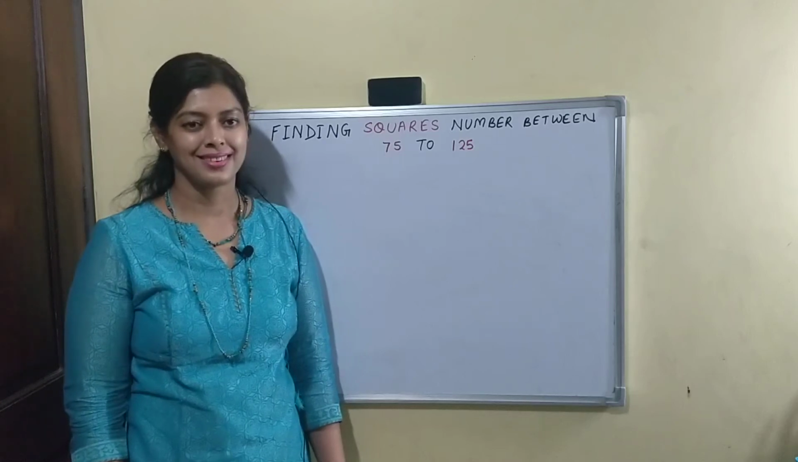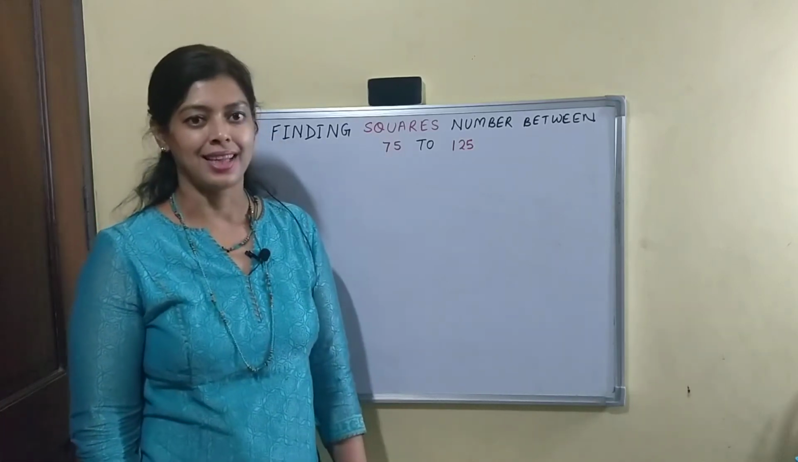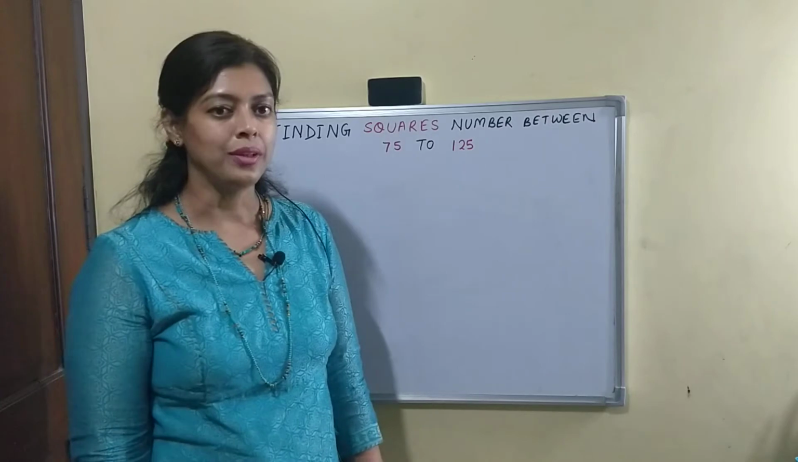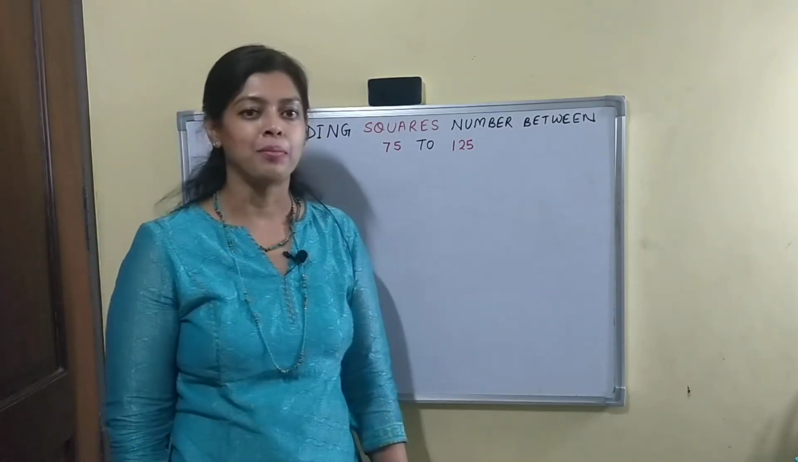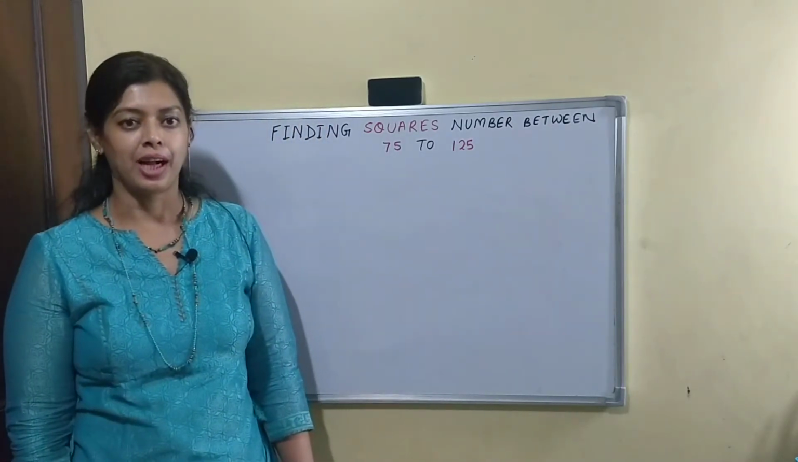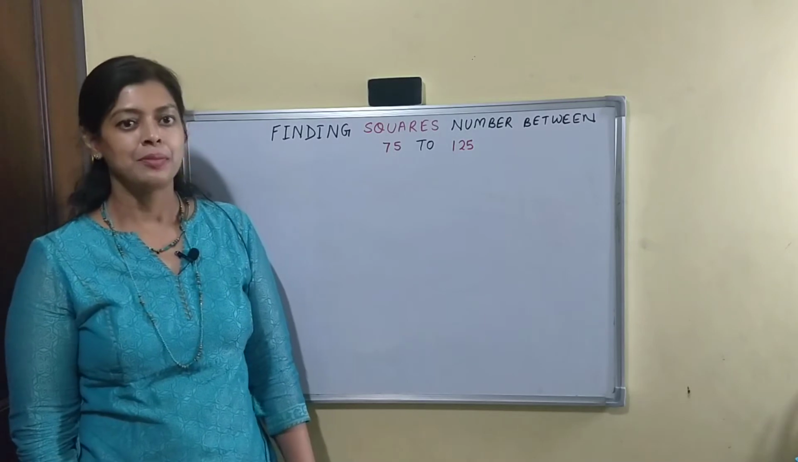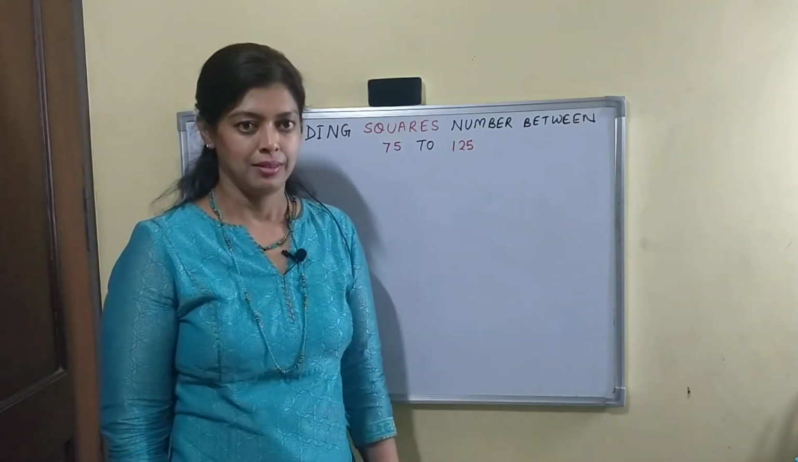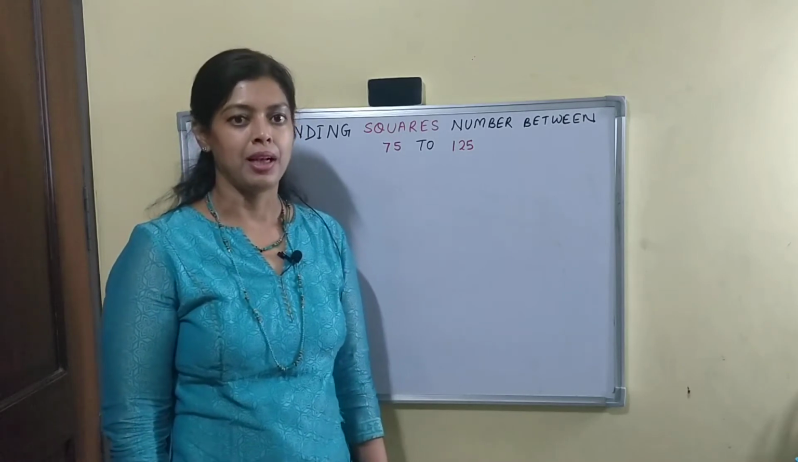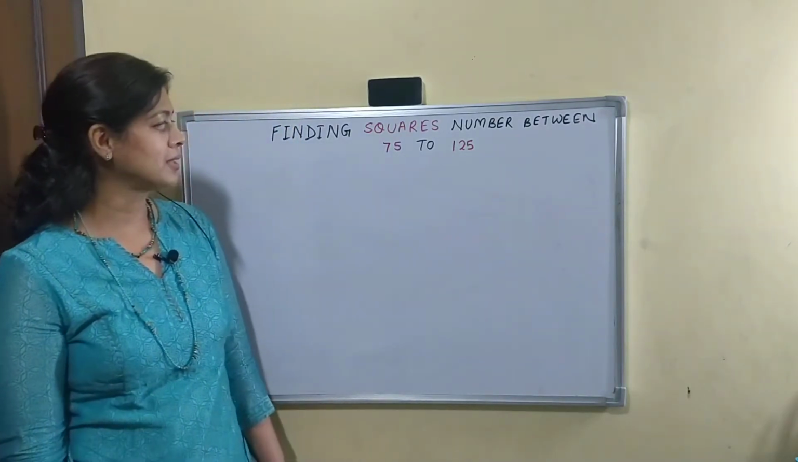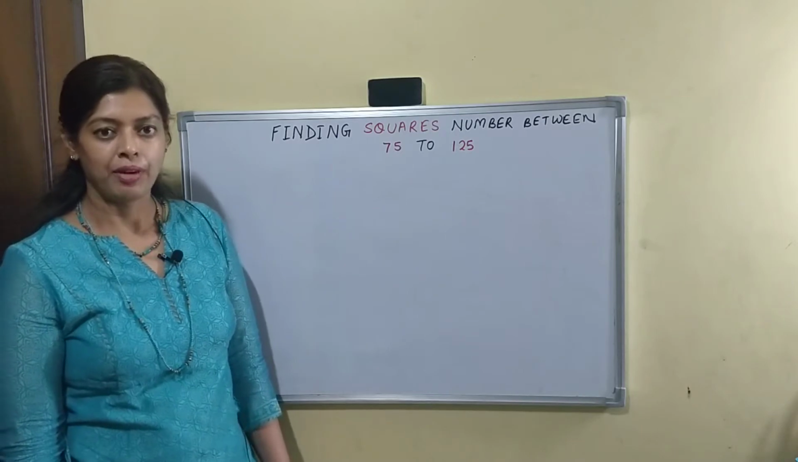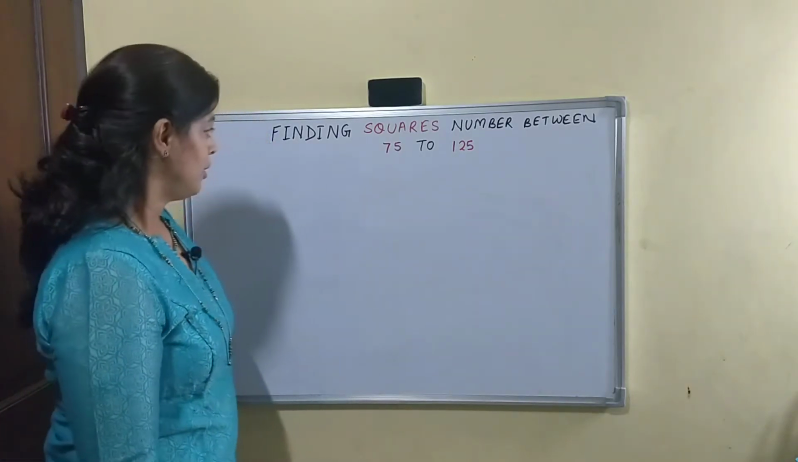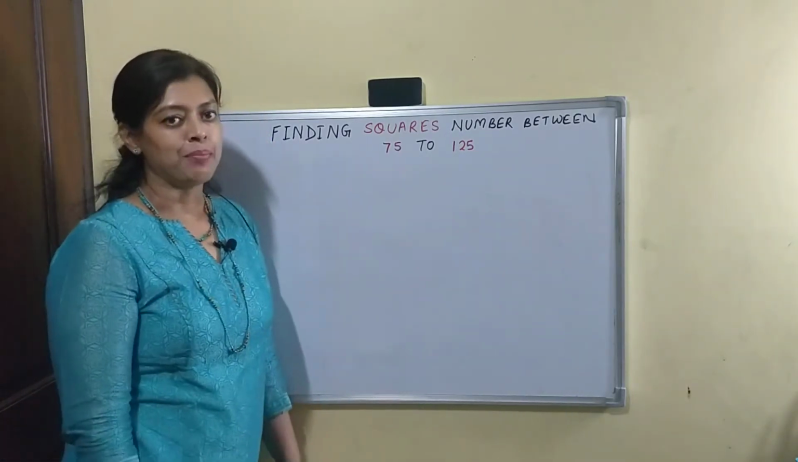Hi students, I am feeling great and excited to bring another cool trick of finding squares of numbers between 75 and 125. This method is similar and even more simple than the previous method I explained in my last video of finding squares of numbers between 25 to 75. I will explain this with a few examples.